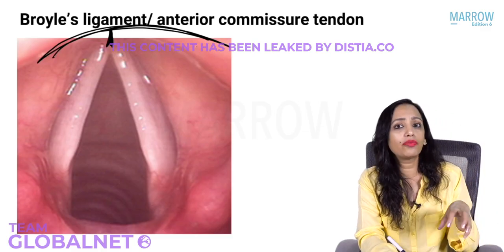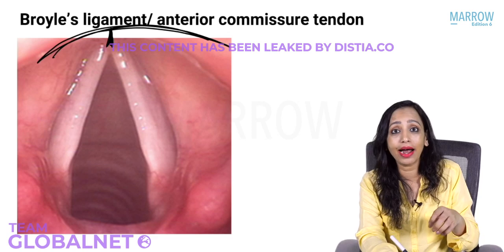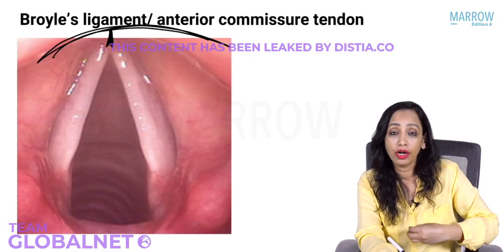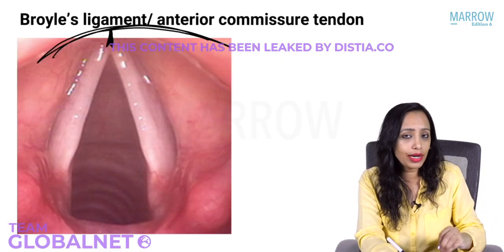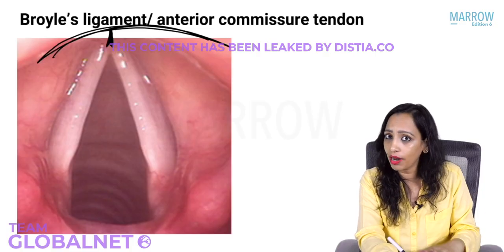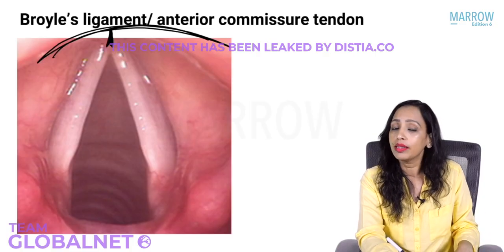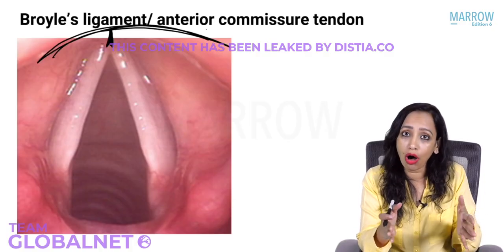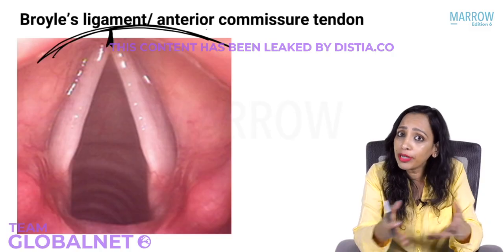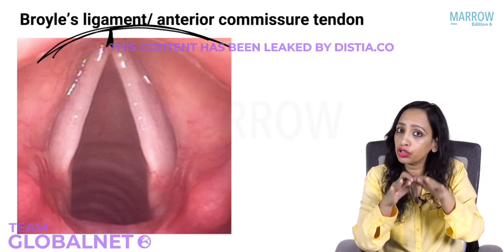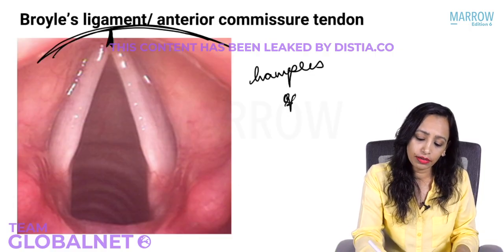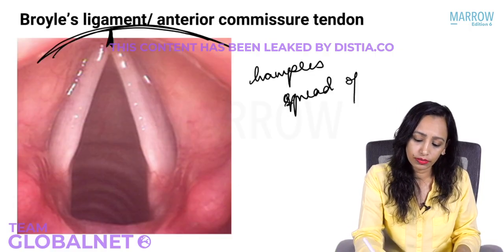Now what the significance of this is, it was initially considered that this helps to spread the glottic tumors to the thyroid cartilage. But nowadays, it has been found that all the membranes of the larynx, all the membranes that we have read, they actually limit the growth of the spread of carcinomas. They do not help it to spread, but they limit it. They stop it to grow further. So this hampers the spread of tumor.